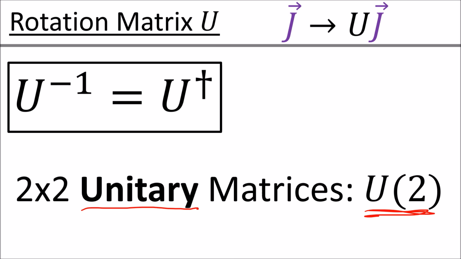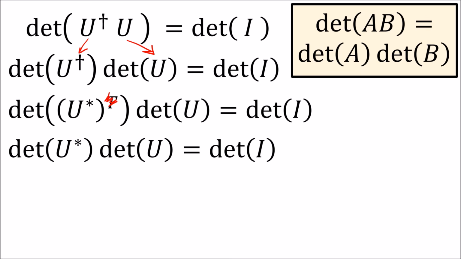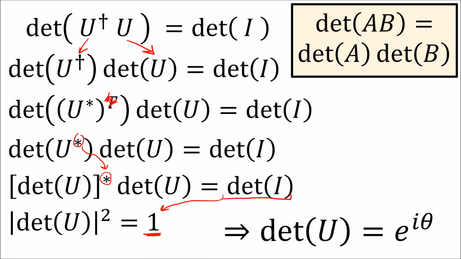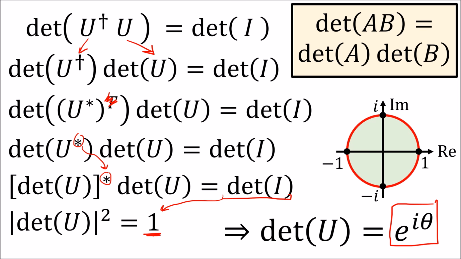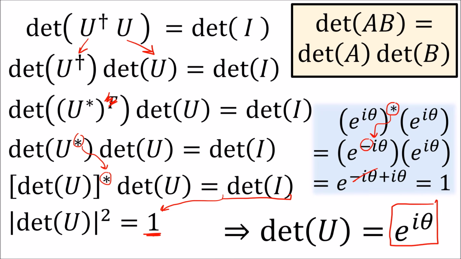And another good exercise to try is to pause the video and confirm you can get the inverse of all of these matrices by taking their complex transpose. Taking the determinant of this formula for U2 matrices, we get that the squared magnitude of the determinant must be 1. But since the determinant of U is a complex number, the answer isn't just plus or minus 1. Instead, the answer can be any complex number on the unit circle with magnitude 1. And this can be written in the form of e to the i theta. We can check its magnitude is 1 by multiplying it by its complex conjugate and canceling the exponents.